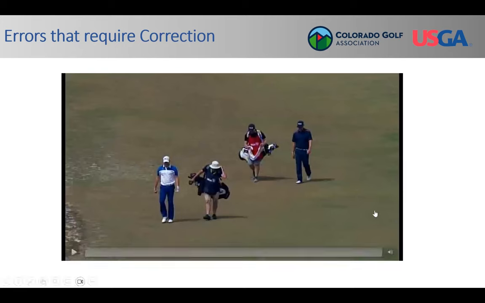I don't necessarily know if this audio is going to work, but we have a video here to show. The video talks a little bit about some wrong ball stuff.